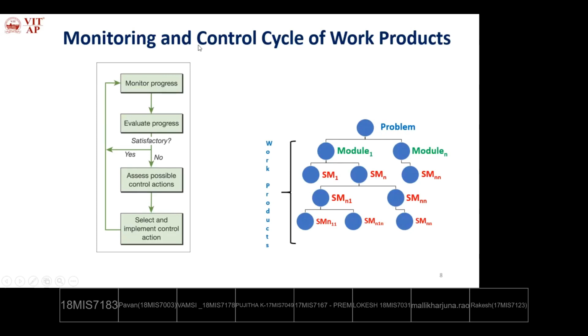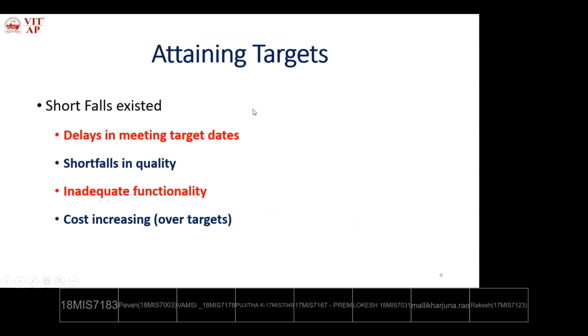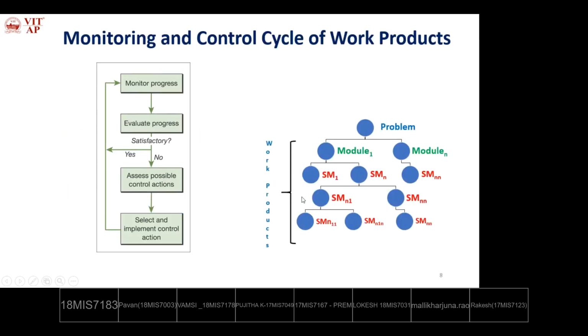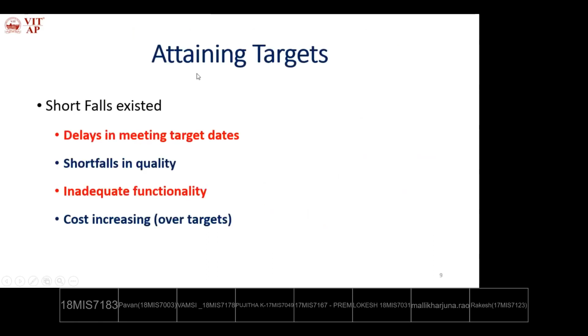Okay, so this is the monitoring and control cycle of work products. Then attaining targets, achieving the targets. What do you mean by achieving the targets? Here I told you, every project product has a start date and end date, so that we are checking here. Achieving the target is nothing but are we working according to the schedule or not, is there any delay? If any delay exists, how to overcome that? Those are the shortfalls that exist in project development.